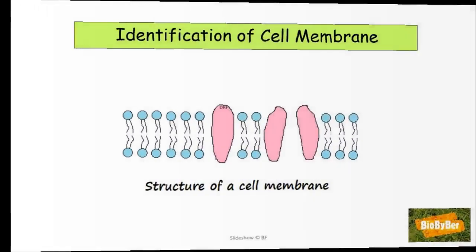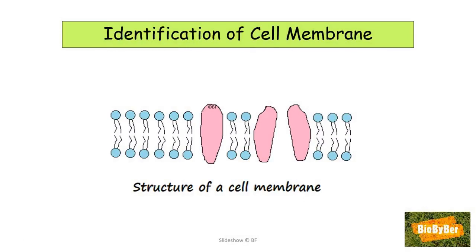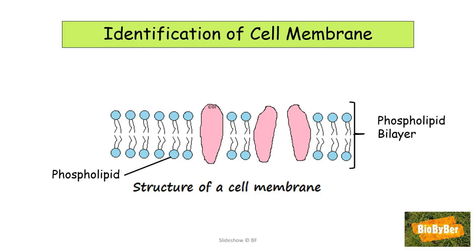The structure of a cell membrane reminds me of a two-ply tissue. There are two layers in a tissue and you can pull them apart. The cell membrane is rather like that, except the tissue is made of what we call phospholipids. There's a top layer and a bottom layer of phospholipids. Hence, we call it the phospholipid bilayer.